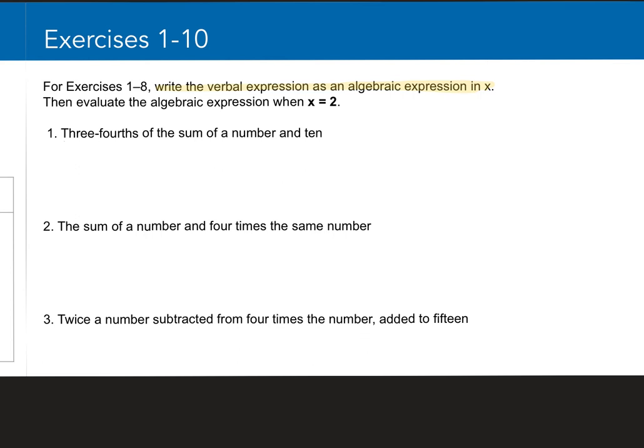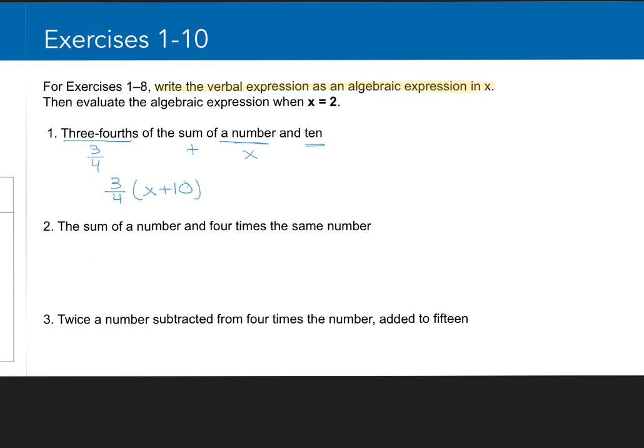All right, so again, breaking up each part, we know 3/4. We know that sum is plus. A number, again, represents a variable and unknown, so we're going to just label that x. And then we have 10. So we know that 3 over 4 is going to be multiplied by some expression. We know that we have x, the sum, and 10.